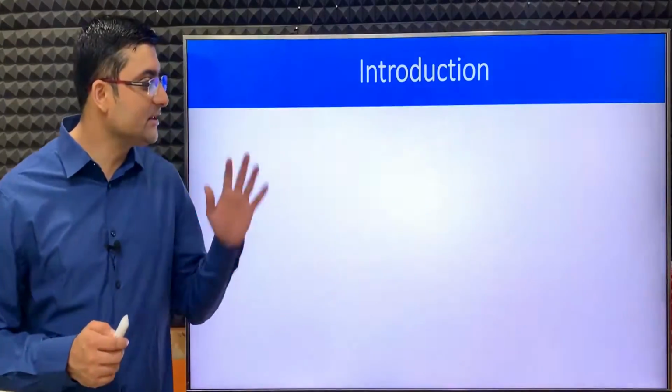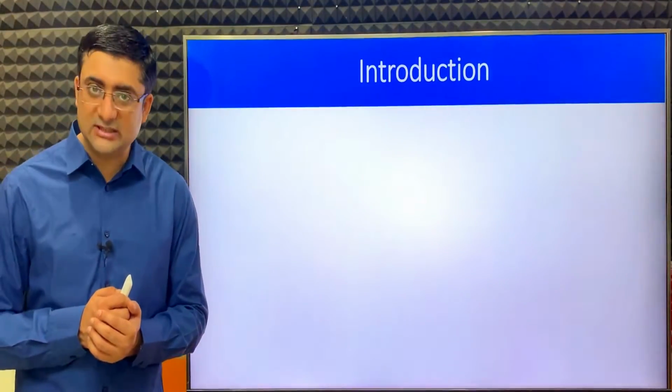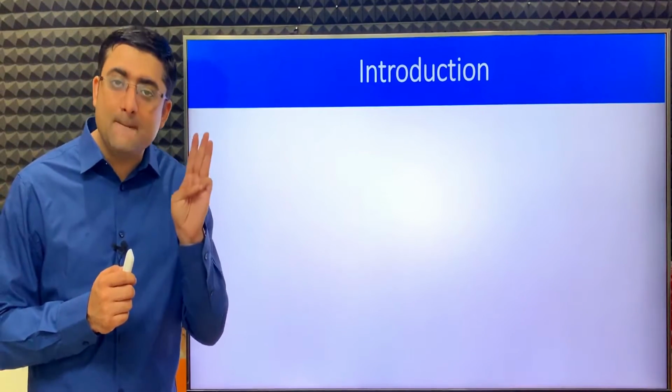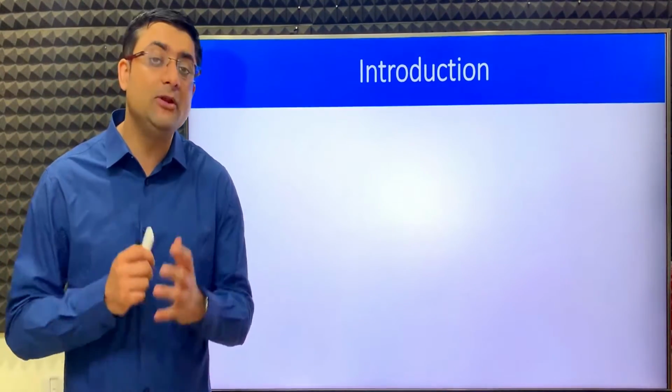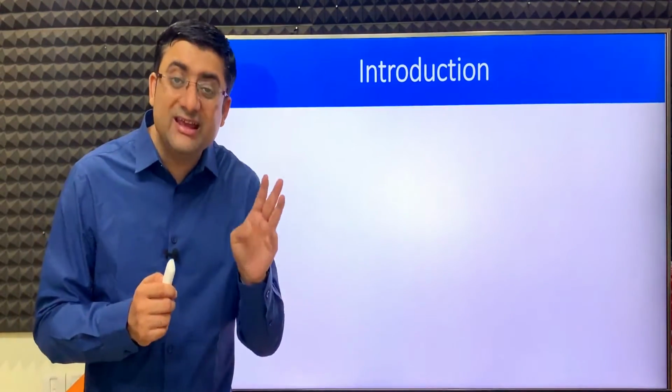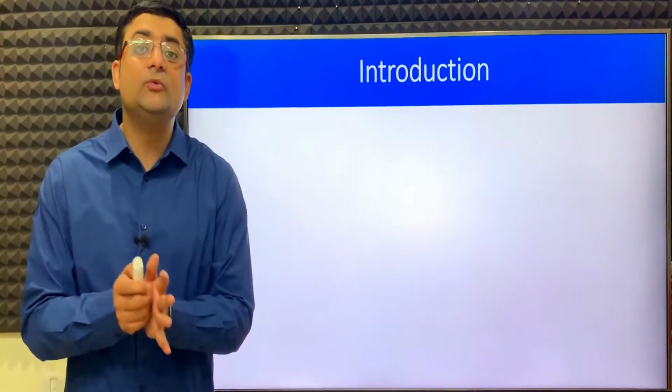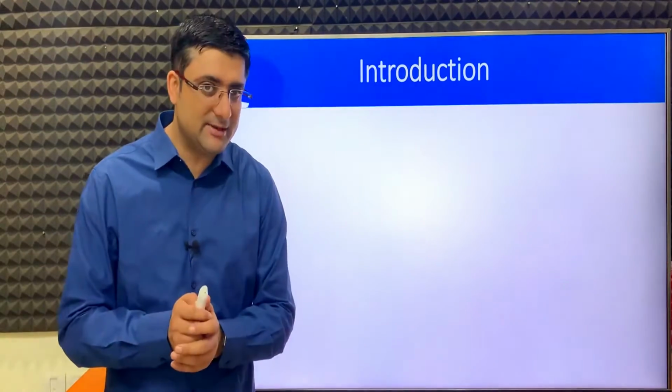So let's begin. The first thing is, what are acids, bases and salts? There are basically three important types of compounds which are used widely in our day-to-day life. I repeat, what are acids, bases and salts? There are three important types of compounds which are used in our day-to-day life. So let me take some examples.